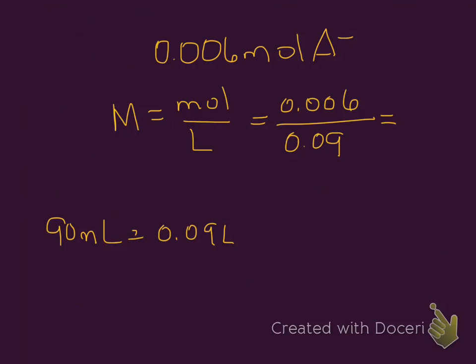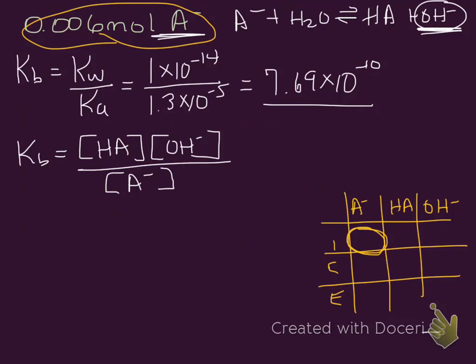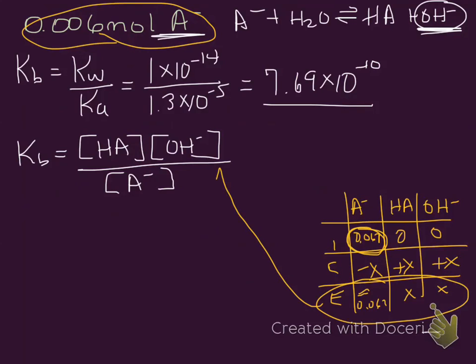0.006 divided by 0.09 gives us a molarity of 0.067. So this is the value that we will put in right here. I'll have to write this really small. Okay, this would be 0. This is going to be minus x, like every other ICE chart we filled in. This is going to approximate to the 0.067, x and x.